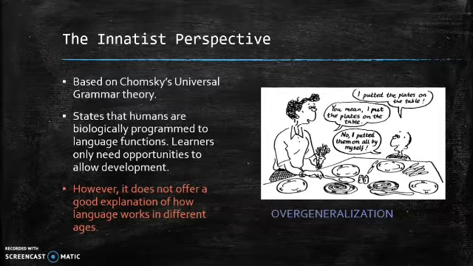However, the innatist perspective does not offer a good explanation of how language works at different ages, especially for those students who start learning a language after the critical period hypothesis, which states that all those learners who start learning a language after puberty will not acquire the language like a native, like pronunciation or mastery. Overgeneralization. This picture basically represents the overgeneralization that happens with universal grammar theory, that all learners believe that all patterns should be put into practice in every single function of the language.